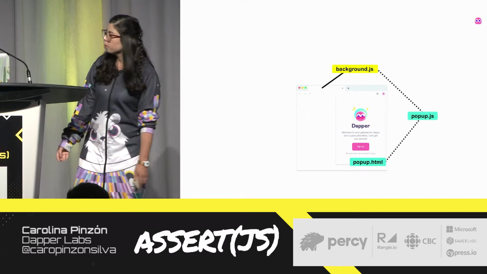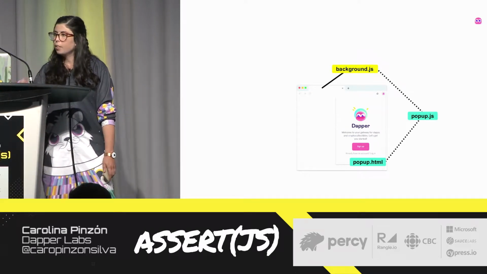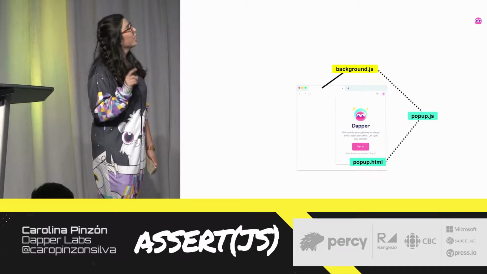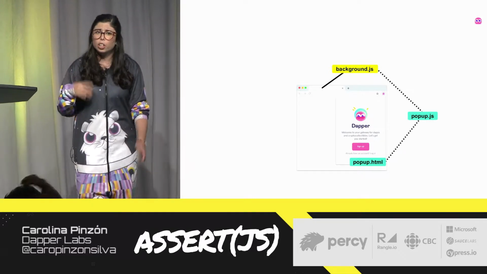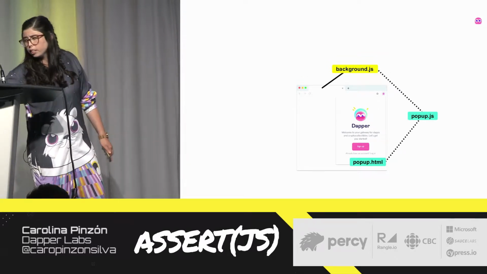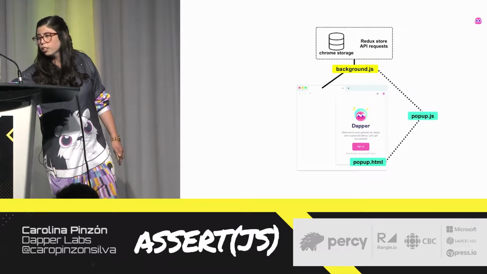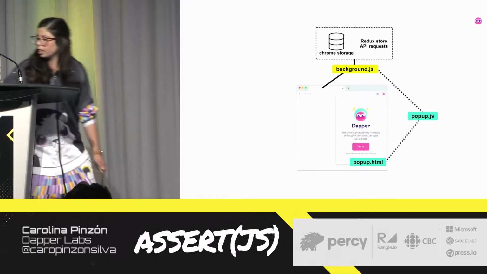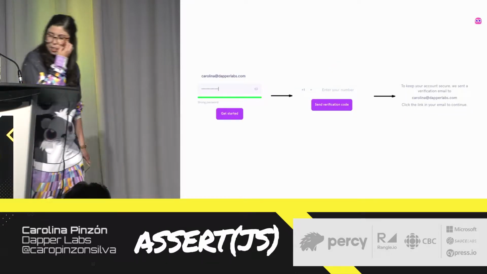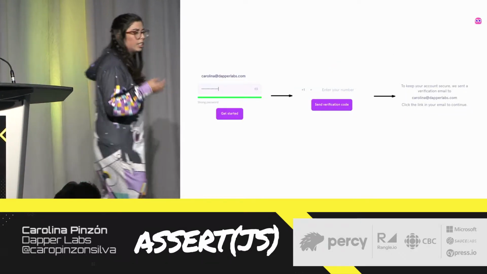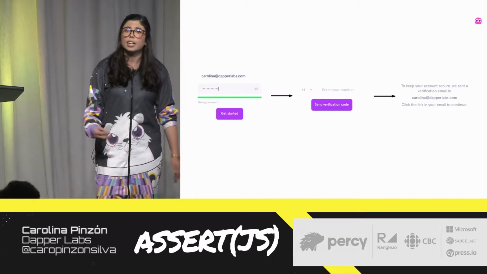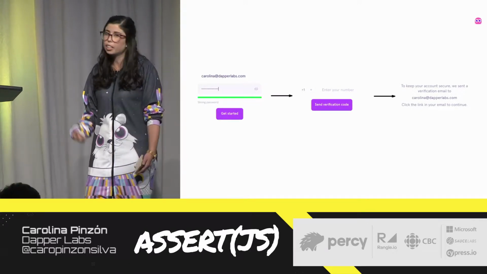So do you remember this diagram that I showed you before? Because the pop-up is really easy to close, we have to move all our logic, all our API requests, all our Redux store into the background script. And what does that mean? Let's say this is our onboarding flow. It's 3 steps: the email and password, the phone, and then a 2FA.